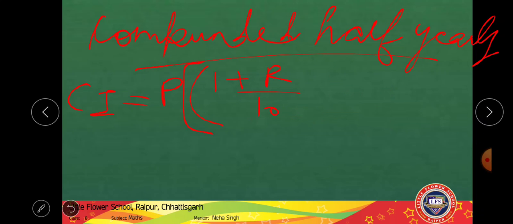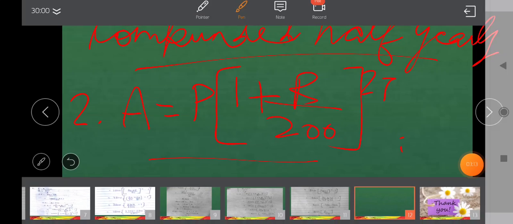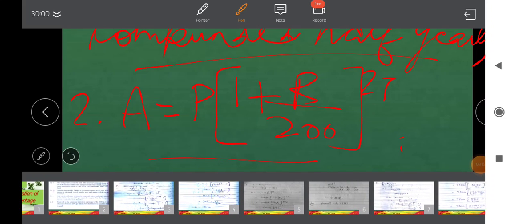Formula for amount also. Second, you will write the formula for amount, which will be P into 1 plus R upon the same 200 power 2T. This will be the formula for amount. Understood? Now moving to the questions.